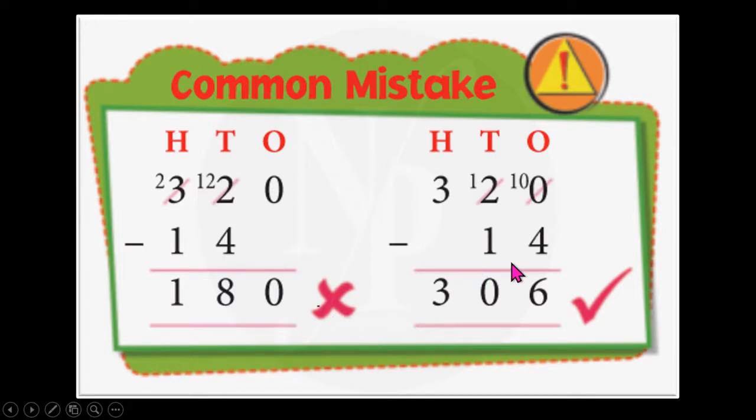The correct way of writing these numbers is as shown here. That is 320 minus 14. 1 should be written under tens column and 4 should be written in ones column. So if you subtract this, you will get 306, which is the correct difference of 320 and 14.